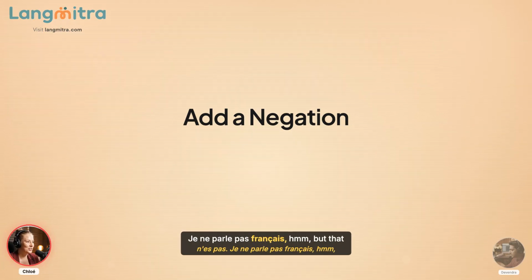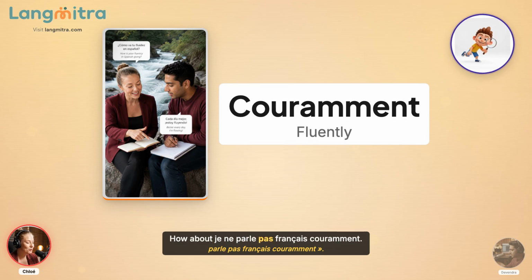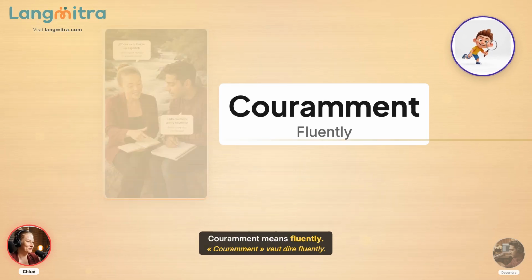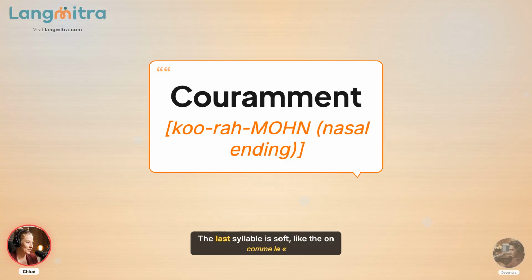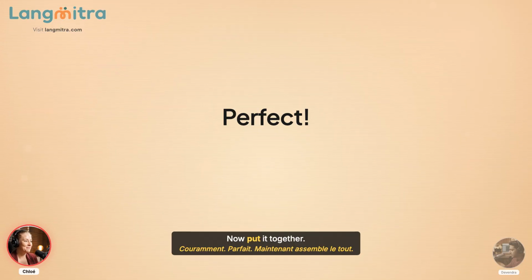Je ne parle pas français. But that doesn't make sense because I'm learning it. Good thinking. How about je ne parle pas français couramment? I don't speak French fluently. Couramment means fluently. Couramment. Close. The last syllable is soft like the on in song, but more nasal. Couramment. Better. One more time. Couramment. Perfect. Now put it together.